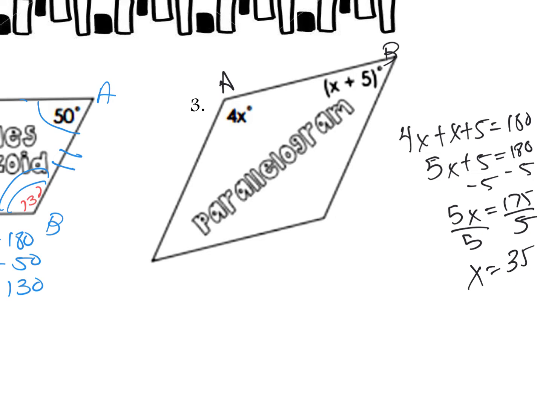So now let's substitute back in. When we substitute back in, this right here would be 35 plus 5, which is 40. And then I have 4 times 35. That gives me 140. Remember that on parallelograms, opposite angles are congruent. So this angle and this angle are the same. So this is also 40. This angle right here and this angle right here are the same. So that is also 140.